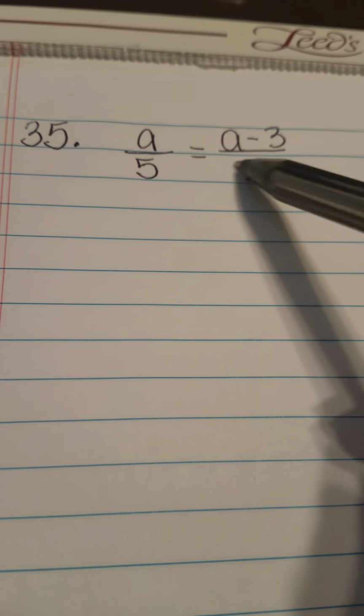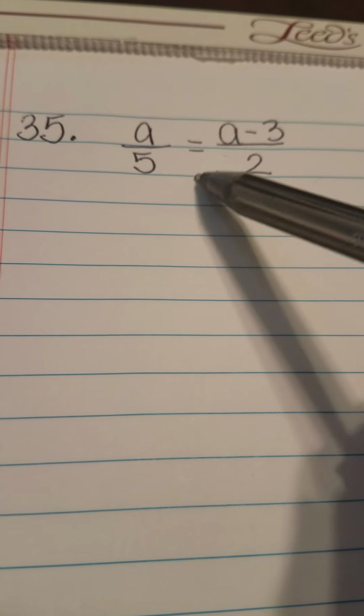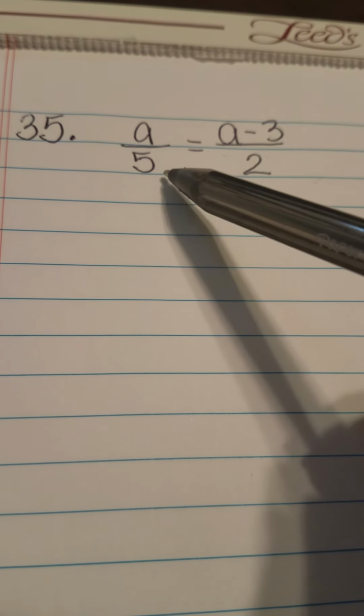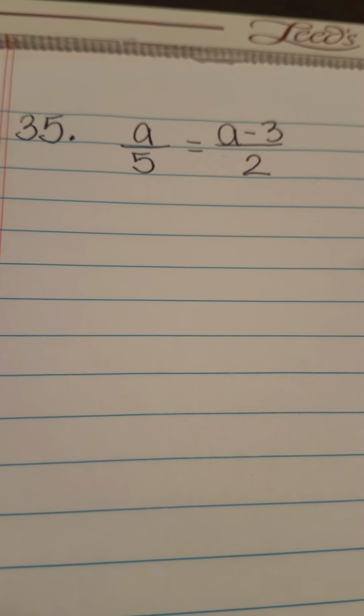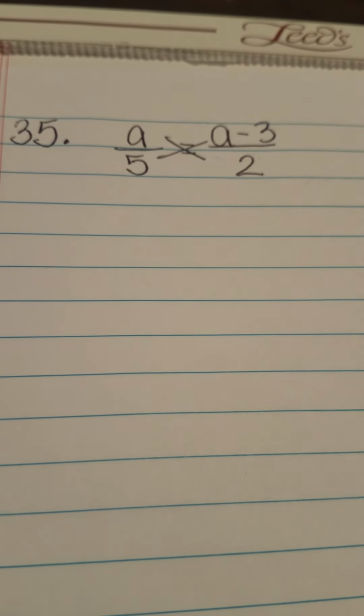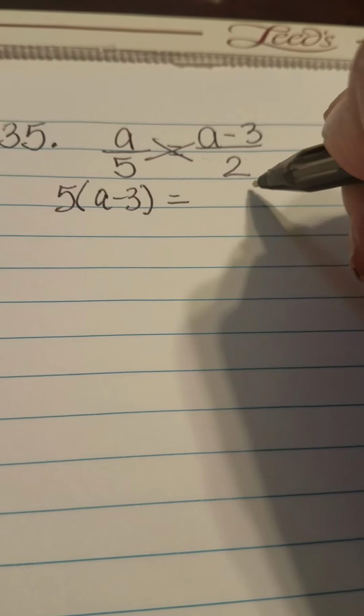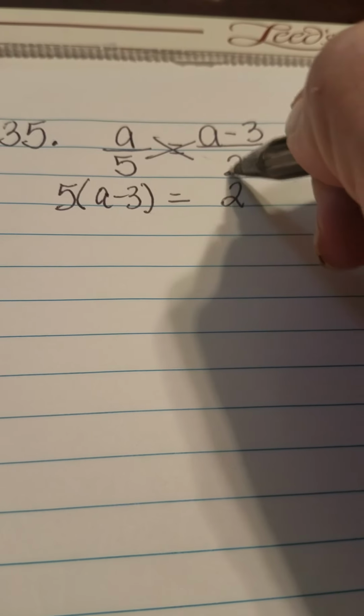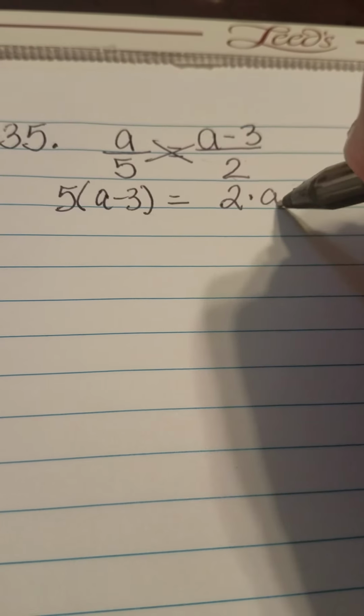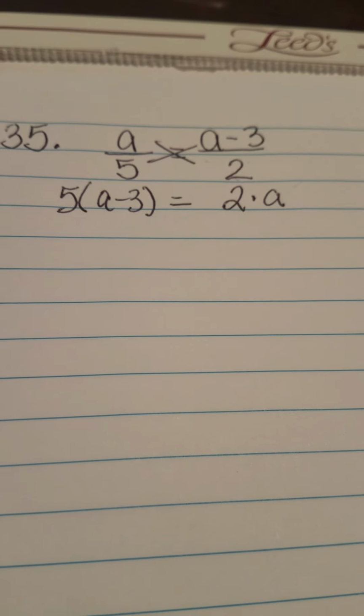So in number 35, when you have a problem like this, it's set up as two ratios equal each other. That's a proportion. And the easiest way to solve a proportion is to cross multiply. So we're going to multiply 5 times a minus 3. And then on the other side, we'll multiply this 2 here times a. Okay, so once you do that, you've got it down to a basic equation.